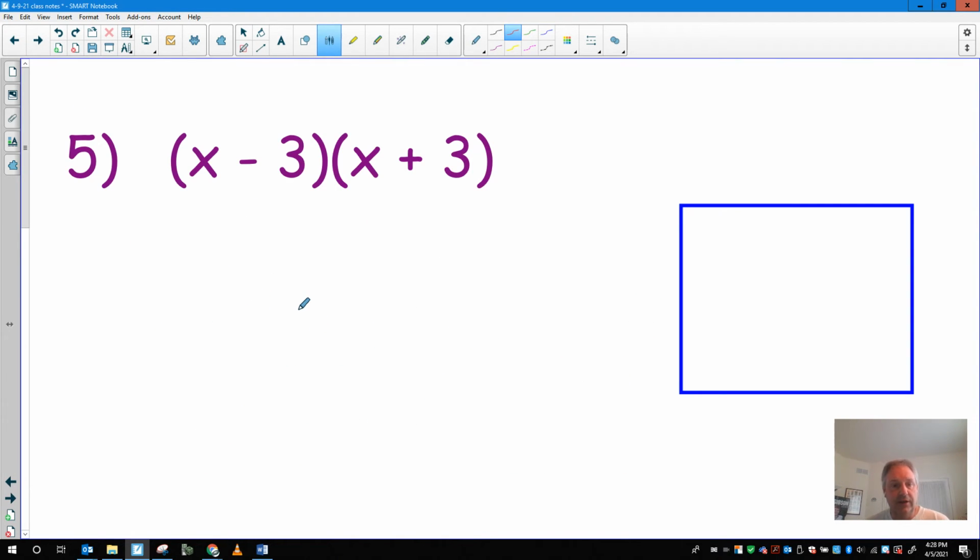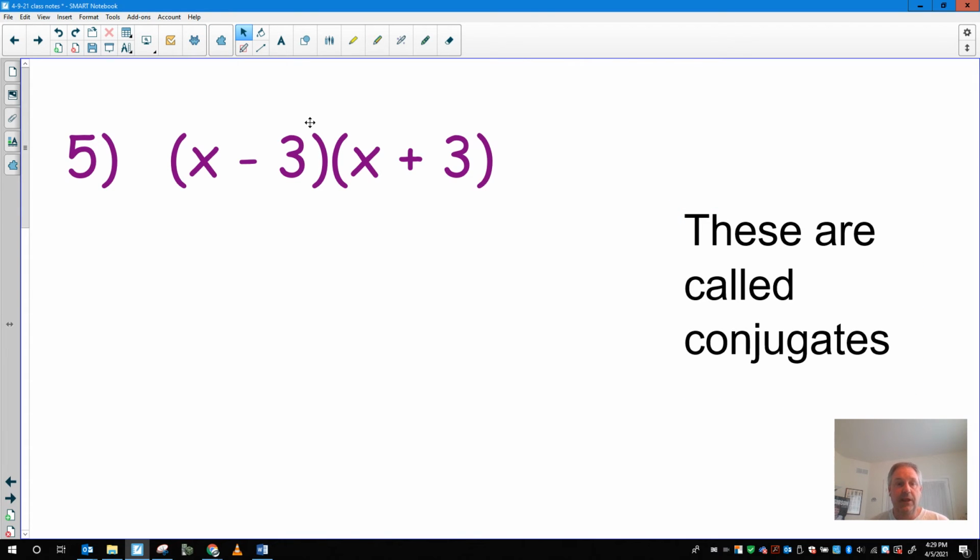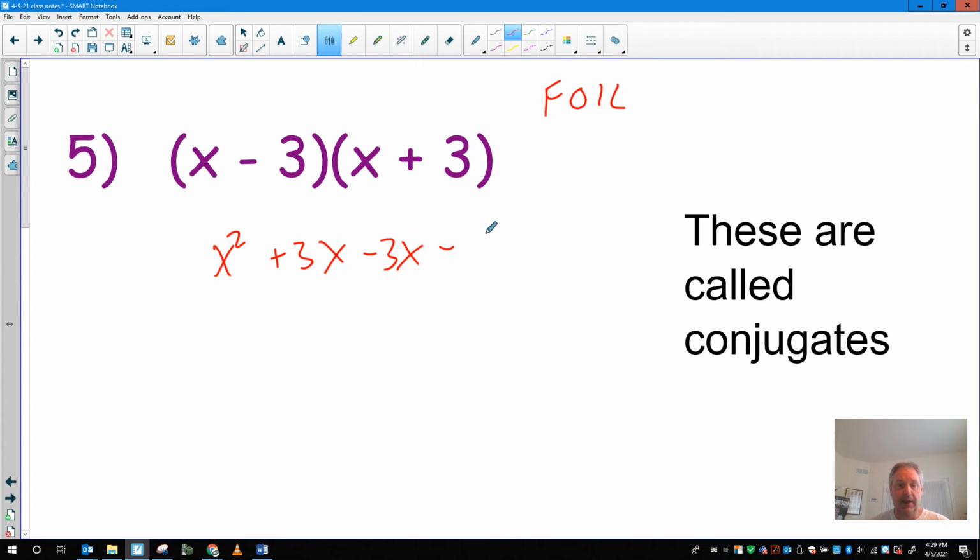All right, the next concept is the easiest one today. You probably remember this from last chapter when we did square roots. These are called, hopefully you remember, conjugates. So with conjugates, if I FOIL here, I get x squared plus 3x minus 3x minus 9. Again, I'm just FOILing. But these two are always going to give me opposites.